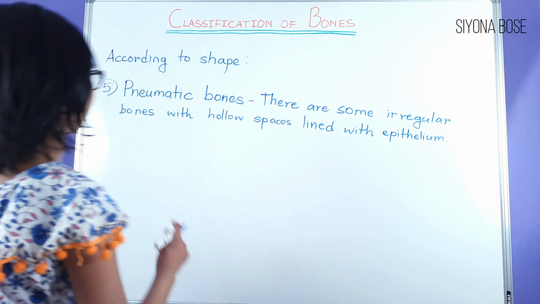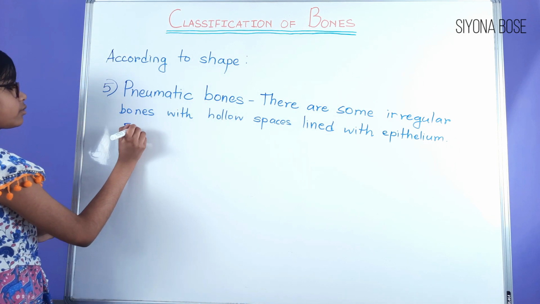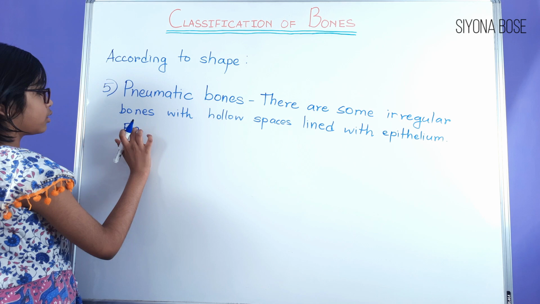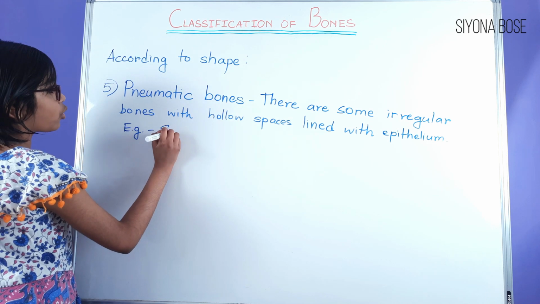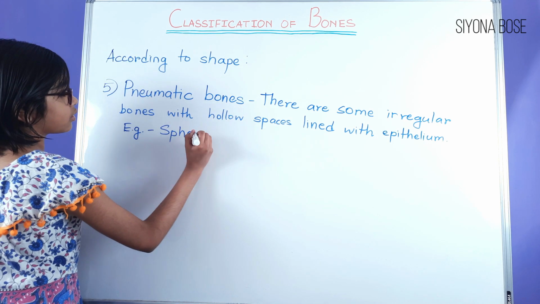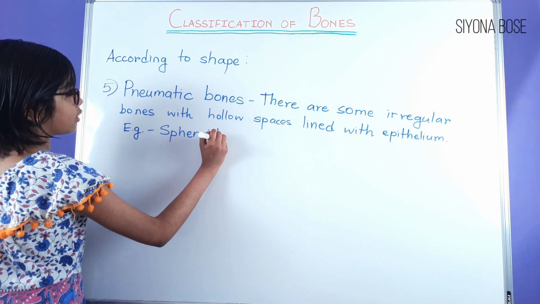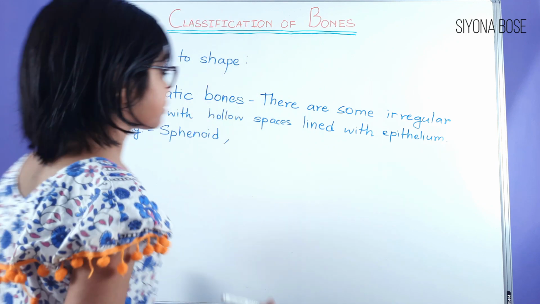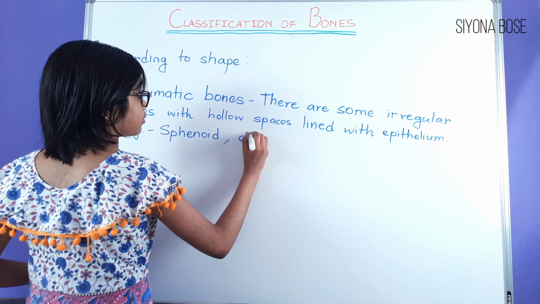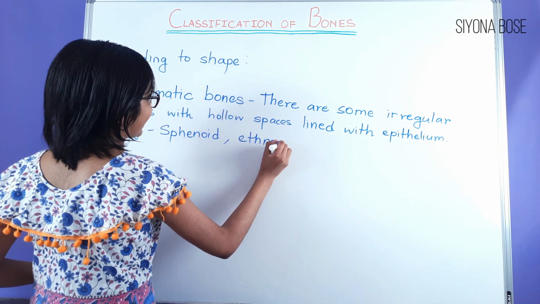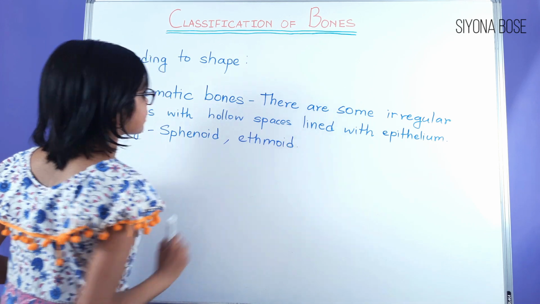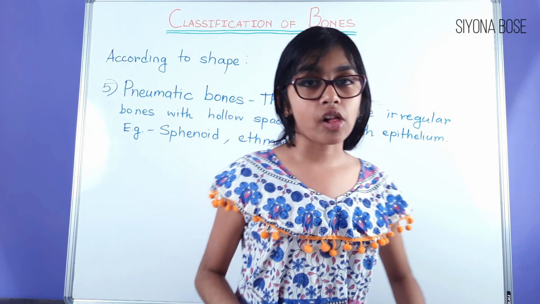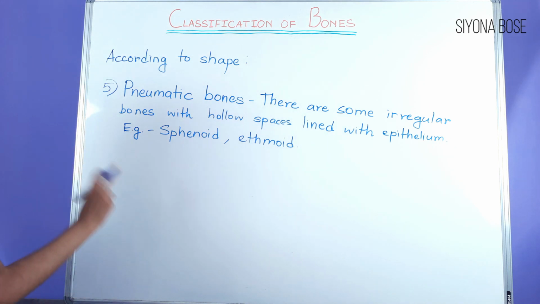Some examples are the sphenoid and the ethmoid bone. Sphenoid and ethmoid both are present in the skull, and there's only one sphenoid, as I said previously, and there is one ethmoid.